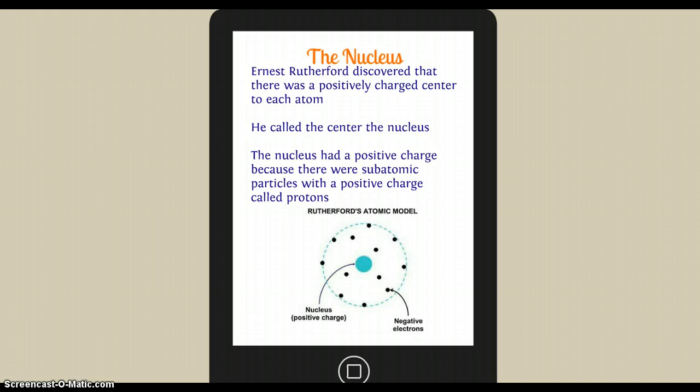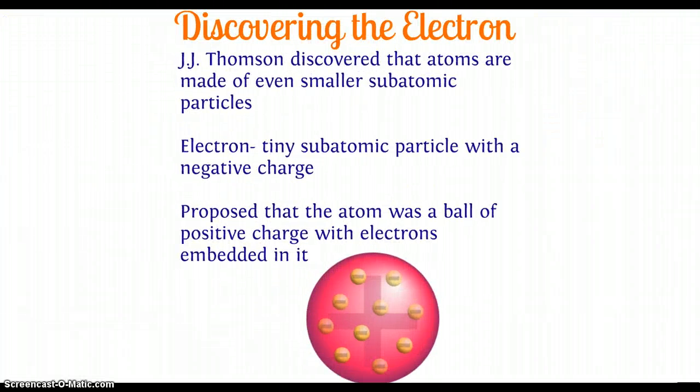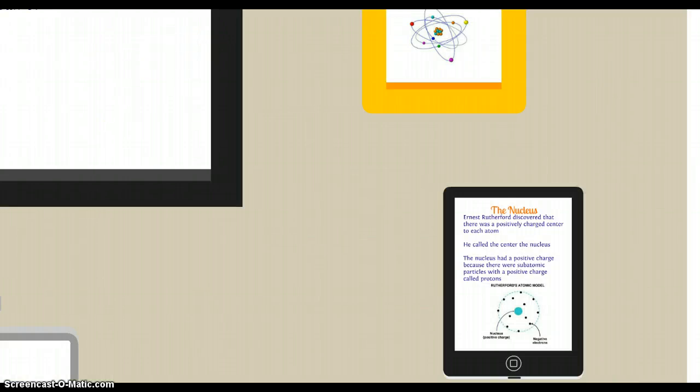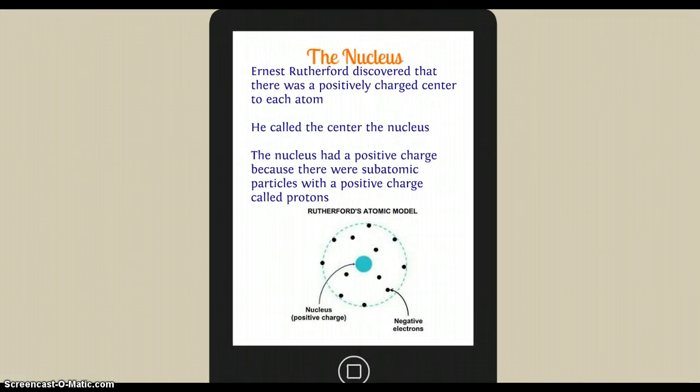And it was positive because inside the nucleus there were these little subatomic particles. There's that word again. Remember, that just means inside the atom. So there were these little subatomic particles that had a positive charge called protons. So instead of what Thomson thought, you can see how Thomson thought the whole atom had a positive charge and then there were just these negative electrons embedded in it. Look what Rutherford thought. It's different.